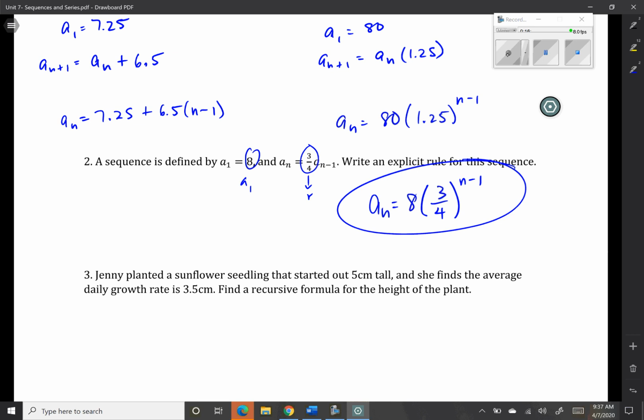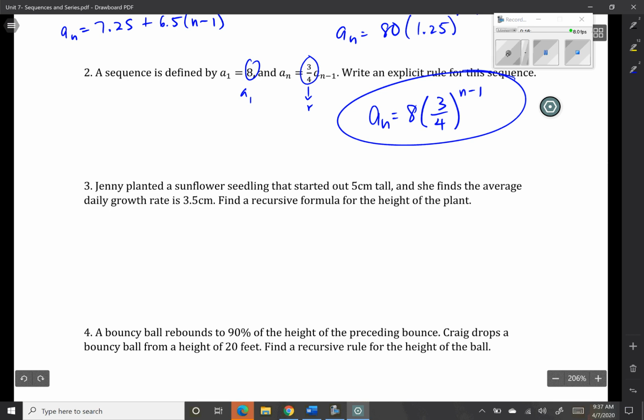Number 3 talks about Jenny. Jenny planted a sunflower seedling that started out at 5 centimeters tall, and she finds the average daily growth rate is 3.5 centimeters. So each time that this sunflower is another day old, it's going up by 3.5. This makes it an arithmetic sequence. This is the common difference. So to write a recursive rule, we'd say the first term is 5, and then any term of the sequence is equal to the previous term plus 3.5.